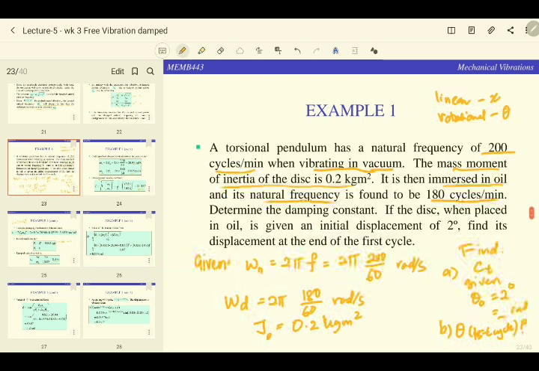So here, when they say find its displacement at the end of the first cycle, before that you have your theta.